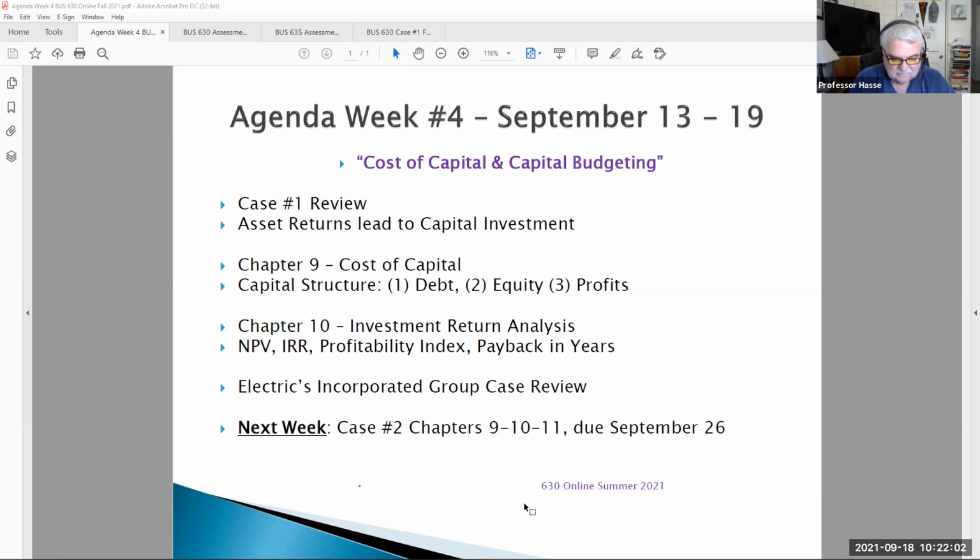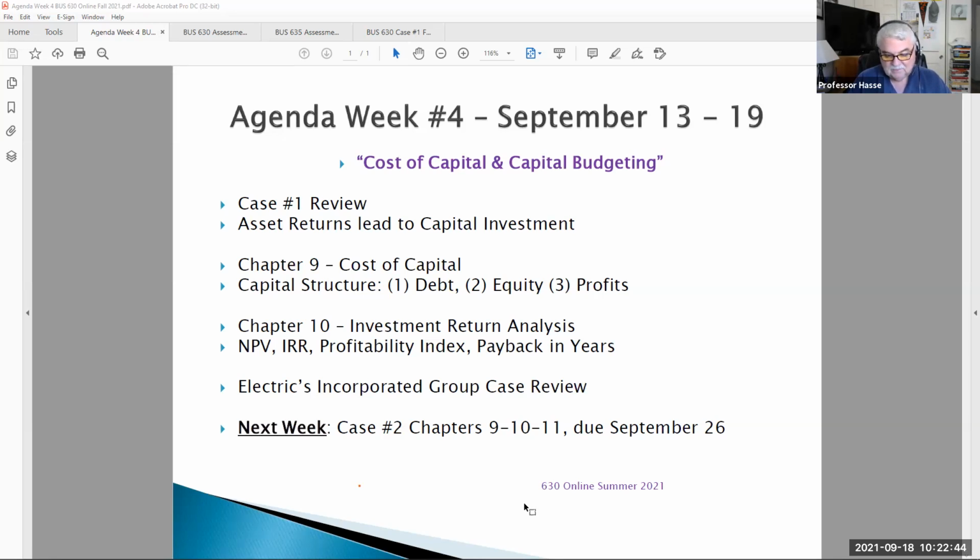Then we have week 6, where there'll be case number 3, which will be on the topic of financial planning. We'll look at different ways companies can do financial planning. We'll incorporate this into the company that you selected in case number 1. That case, week 6, is due the first Sunday of October, October 3rd. Then we have a week off in week number 7, which a lot of you will probably be working on your electrics case.